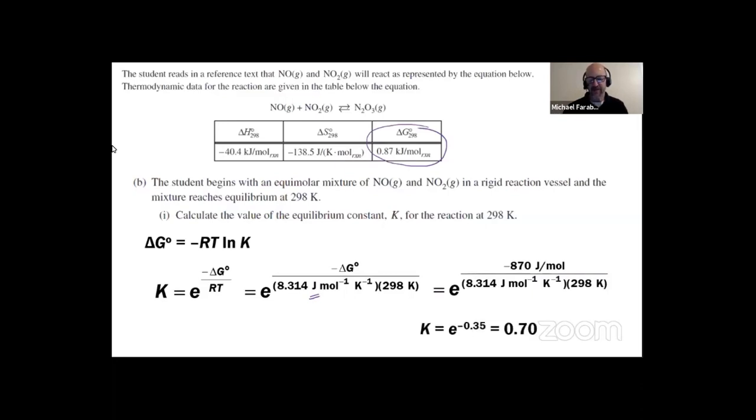I did this math, and I got that my K happens to be a little bit less than 1, so it's 0.7.